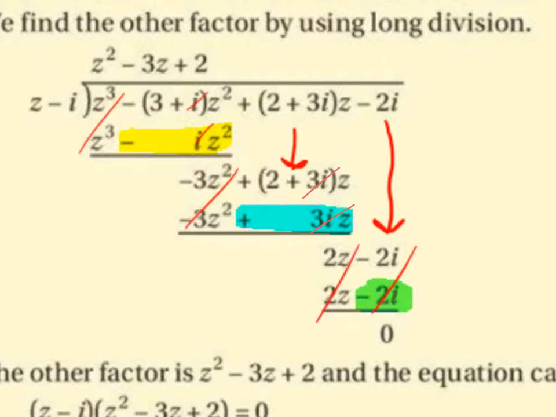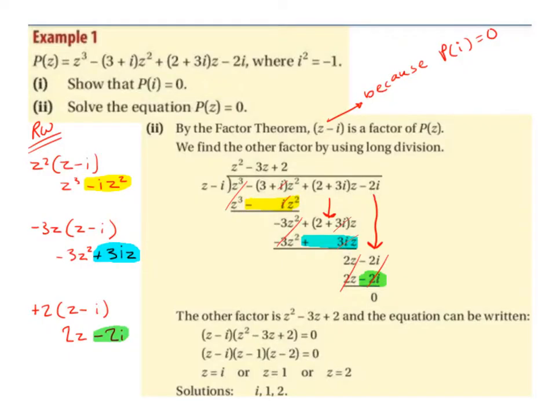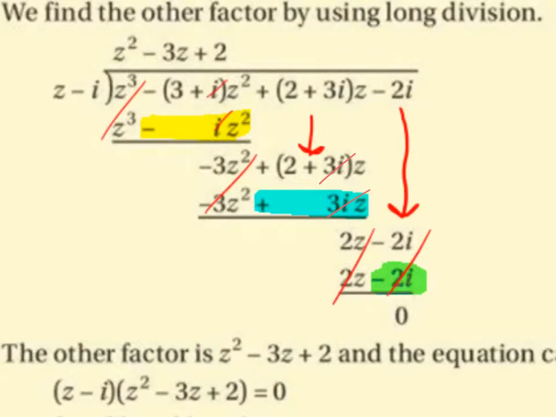And again, we repeat the process. So z into 2z goes twice. So in our rough work, 2 times (z − i) is 2z − 2i. So we write this down underneath our bus stop. And the 2z's cancel, and the −2i's cancel, and we're left with 0. So z − i divides into our z³ expression and leaves us with z² − 3z + 2. So this is one factor of our expression and this is the other factor.